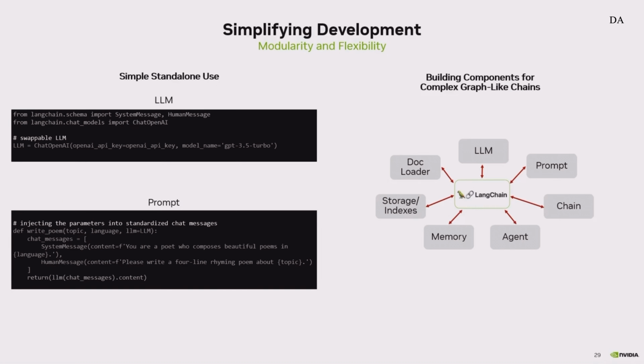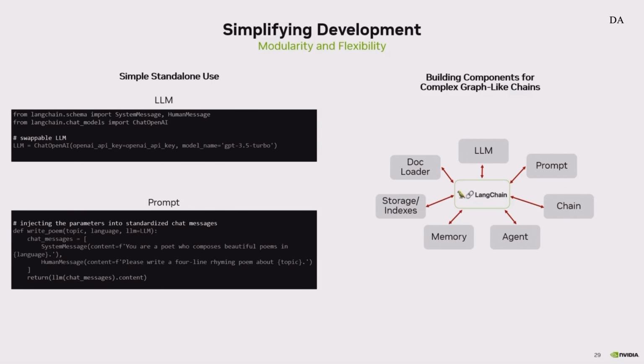One framework that we used in this demonstration that you saw earlier and that we use in our own development is LangChain. Taking a look at the code, you can see that in Python, LangChain allows us to open up an LLM object and specify which model it is. And then we can inject the parameters into standard chat messages using a definition, like shown here. We're going to be writing a poem on a given topic, in a given language, and with a given large language model.